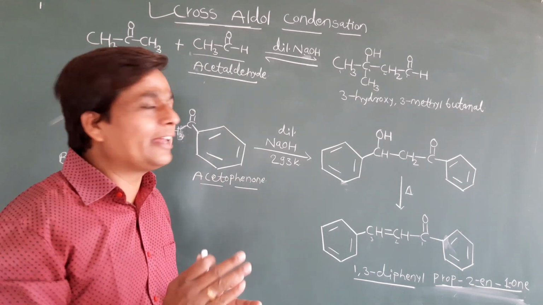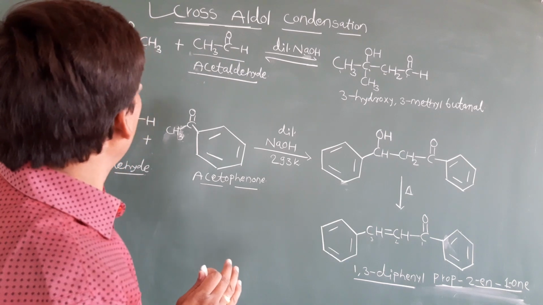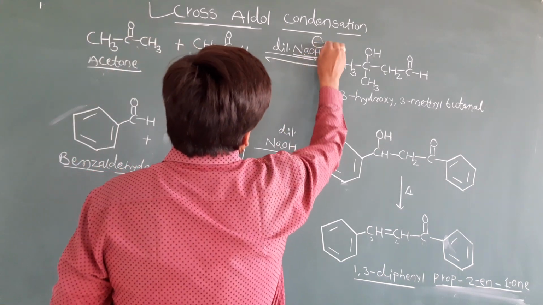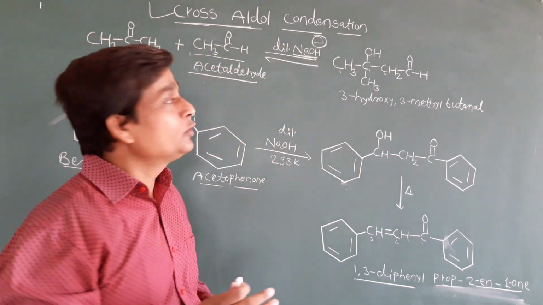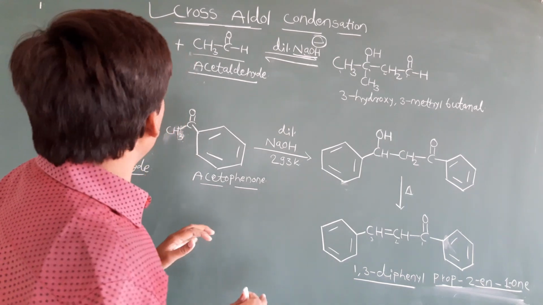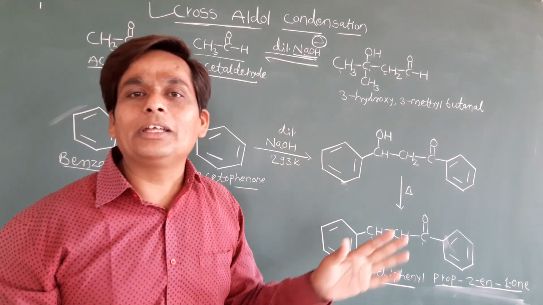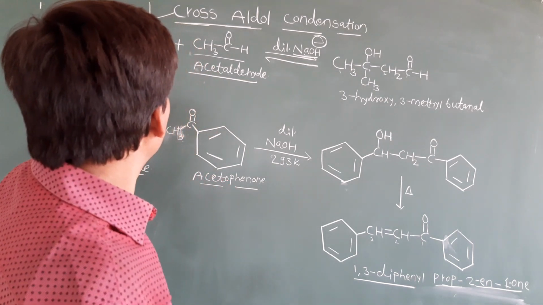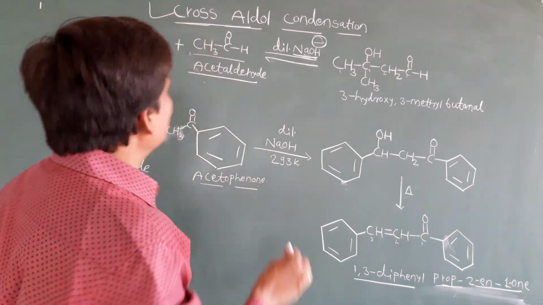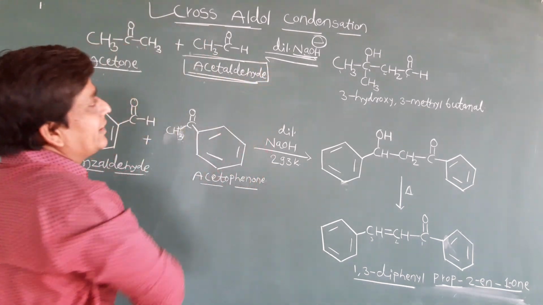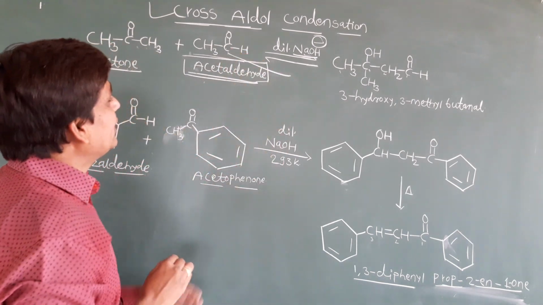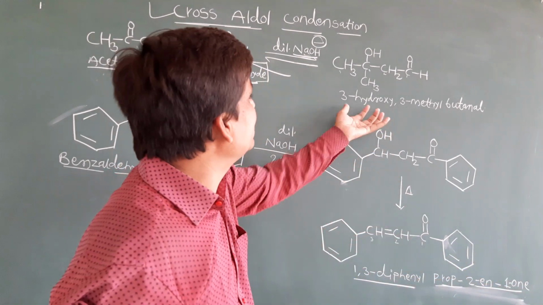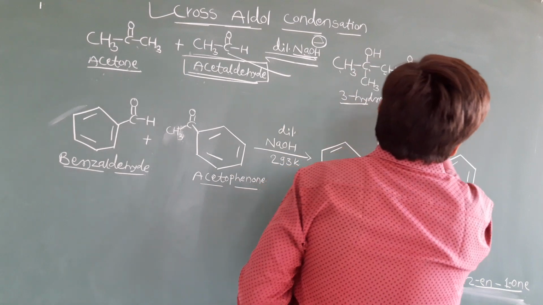What happens in the mechanism? We already discussed that whichever first molecule you take, it reacts with NaOH. The OH minus acts as a nucleophile and reacts with the acetone molecule to form a carbanion, that is, a nucleophile. This nucleophile attacks the carbonyl carbon of the second molecule, acetaldehyde, and we get an intermediate. In the third step we do protonation and get the compound 3-hydroxy 3-methyl butanol.